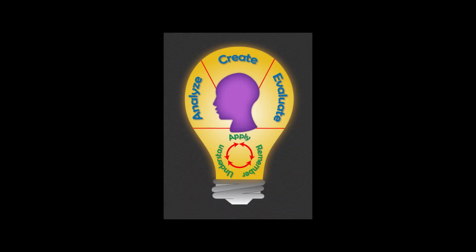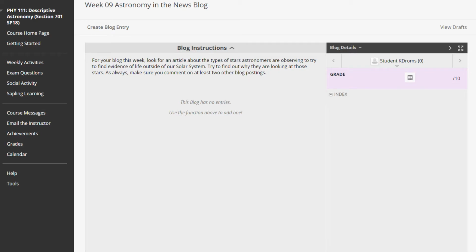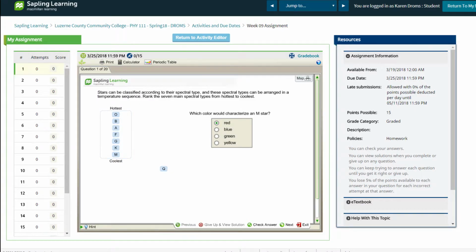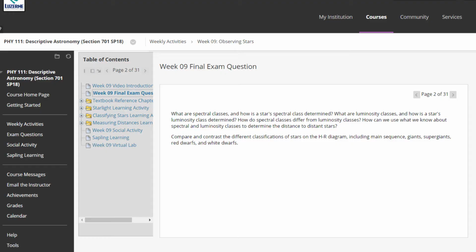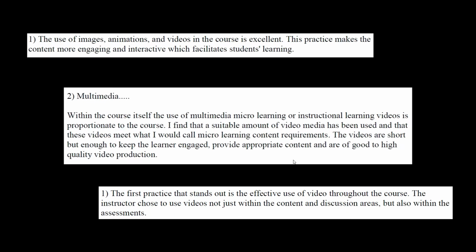The support of higher order thinking skills is the second exemplary practice reviewers mentioned that I want to showcase. The learning activities focus on the supporting skills of remembering, understanding, and applying knowledge, while the social activities, Sapling Learning assignment, virtual lab, and exam essay question require students to analyze, evaluate, and create their own understanding of the course objectives.